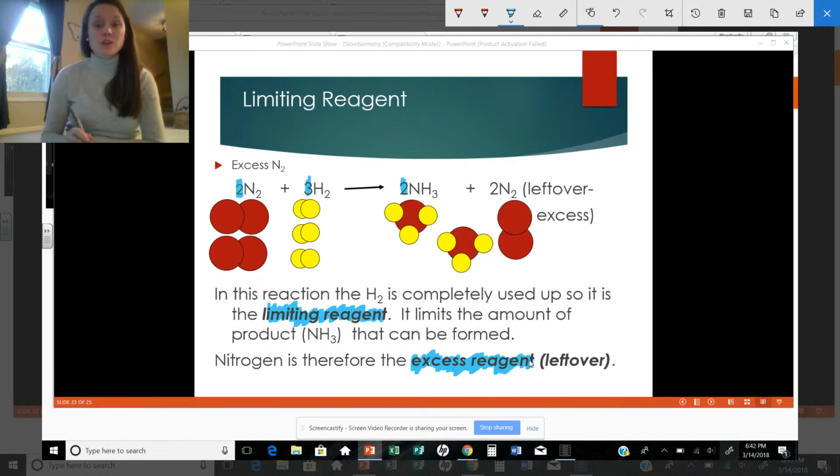It's left over. You can see that up here in our picture as well because we had 2 moles of nitrogen left over after, or it should be 1 mole. That should be a typo, that should be 1. But we have leftover nitrogen after the reaction occurs. Okay? So that's limiting reagent and excess reagent.